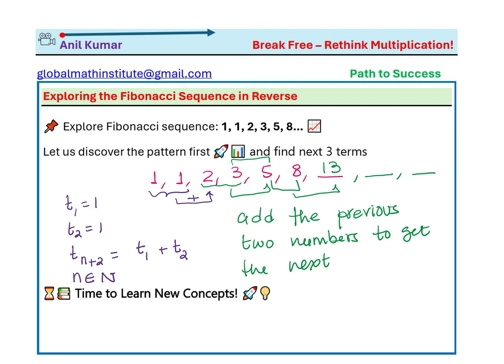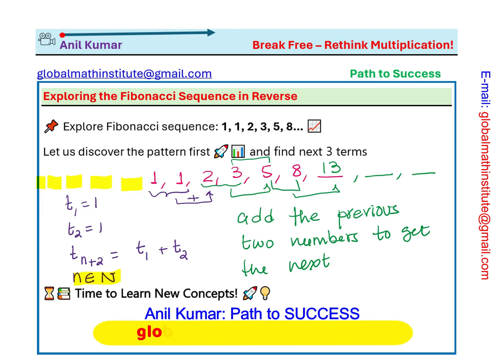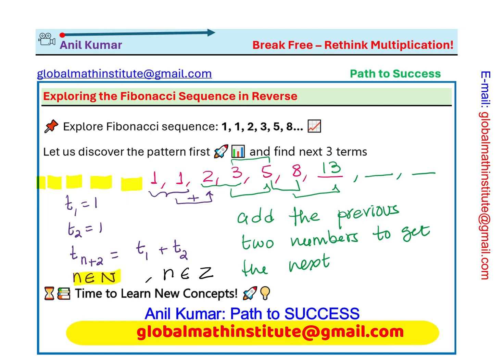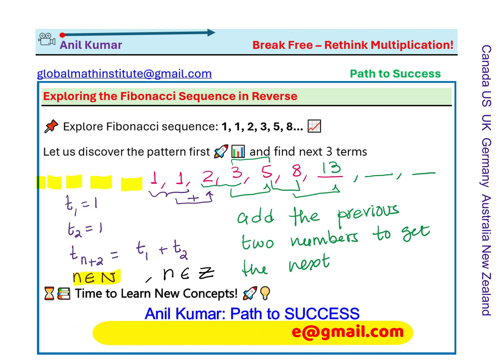Now it's time to learn new concepts, and that is, how do we figure out the terms before it? That is what we have to do now. You know the rule. The rule will remain the same. The only thing is that now this number n has been changed to integers. So we can move backwards. Now what will be the rule? Let's explore that and get to the fifth term, fifth on the left side of 1.